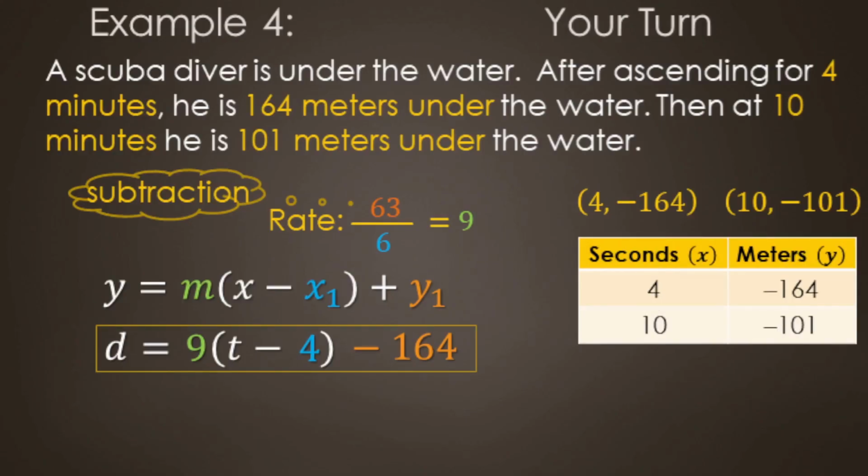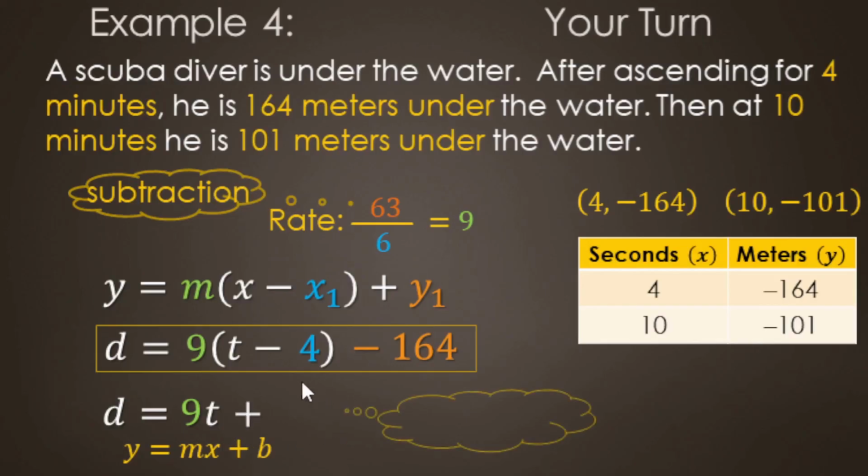Now, sometimes you'll be asked to write your answers in slope-intercept form. So here we go, that's going to be y equals mx plus b. To go from point slope form to slope-intercept form, simply simplify. So we're going to have d equals, and here we're going to use the distributive property, 9 times t and 9 times negative 4. So 9 times t is going to be 9t. Then for the part that we're adding, the y-intercept or the constant term, that's going to be 9 times negative 4, and then we subtract 164 from that when we add like terms. So that's going to make a minus 200 there. So there's your slope-intercept form.